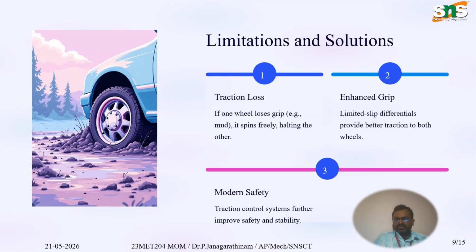Now, some of the limitations and solutions. Traction loss: if one wheel loses grip, it spins freely and halts the other. To enhance grip, limited slip differentials provide better traction on both wheels, and modern traction control systems further improve safety and stability. These are some of the limitations as well as the solutions for the usage of the epicyclic gear train and differential.